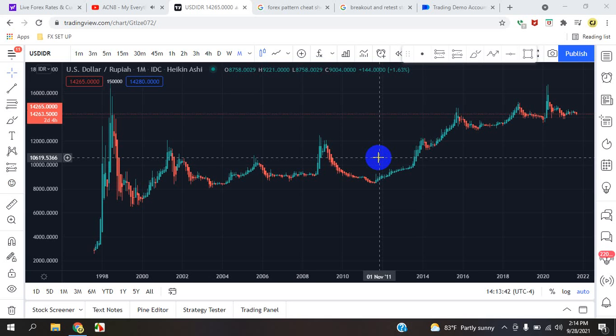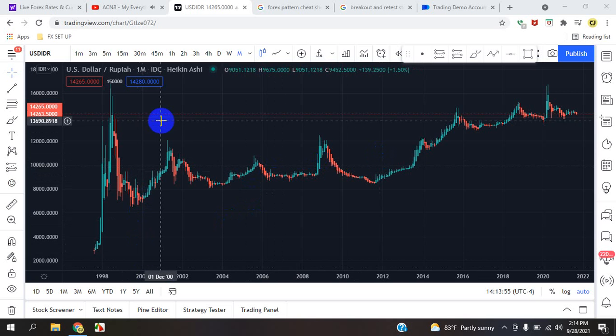We are here running the levels, looking for market structure and pattern. Okay, guys, we are marking up USD IDR. We'll be staying on the monthly time frame. We are looking for the setups in the market for patterns. Let's see what we see.